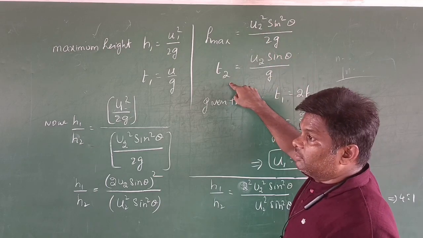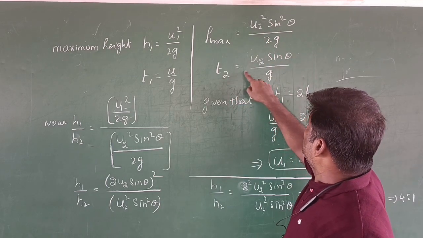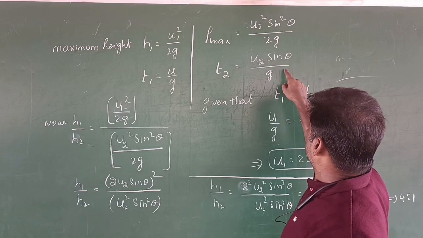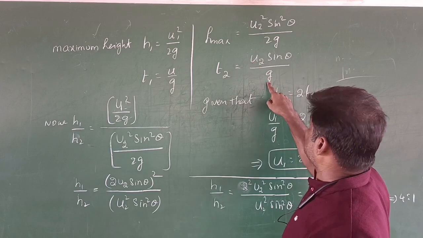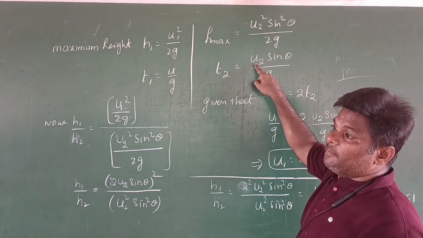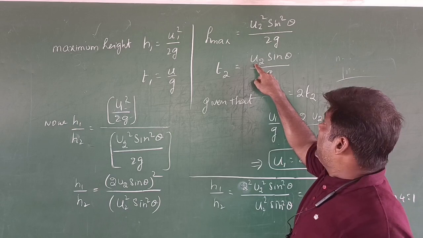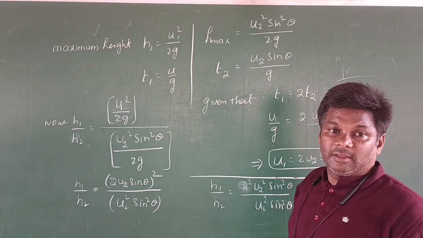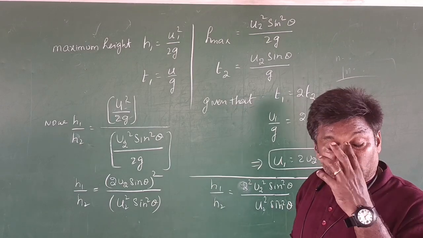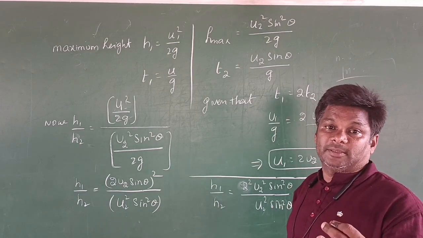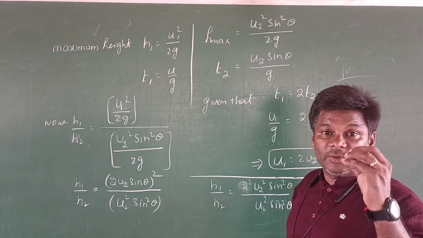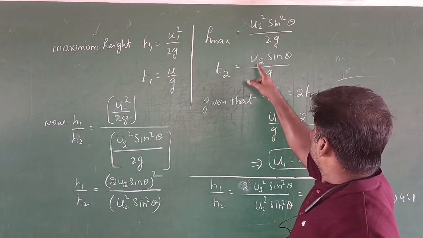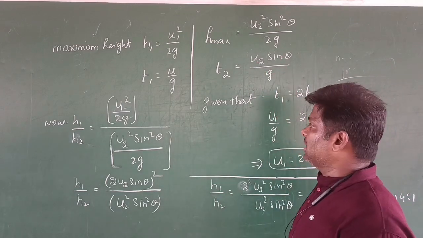And time is equal to u2 sin theta by g. Why do we get u2 sin theta by g? u2 is for the second body, and sin theta is there because it is an oblique projectile, so u is resolved into two components, u sin theta and u cos theta. u sin theta is the velocity which leads to the height. That's why we write u sin theta by g.